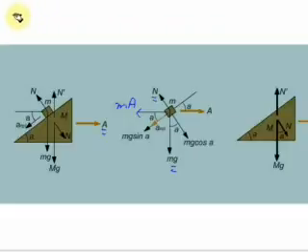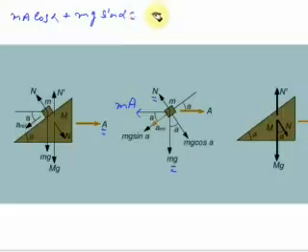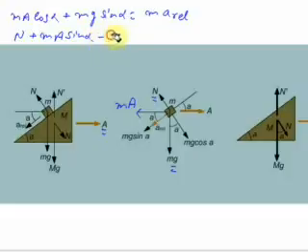The equation of motion will be mA cos alpha plus mg sin alpha. This will be equal to m times a relative, where a relative is the acceleration of the block with respect to the triangular wedge. Now the equation of motion along the perpendicular would be N plus mA sin alpha minus mg cos alpha is equal to 0, because there is no motion of the block along the perpendicular direction.